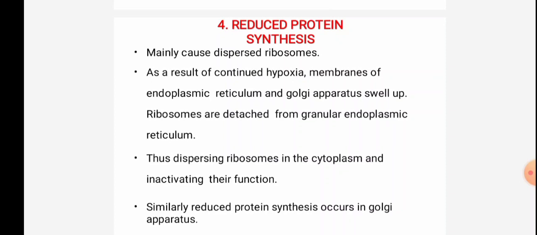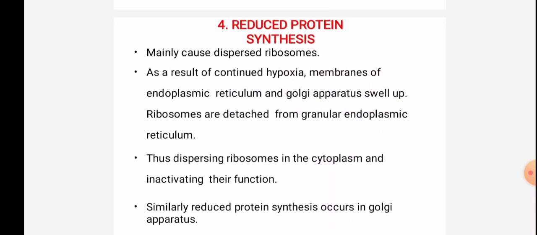Next is reduced protein synthesis, mainly caused by dispersed ribosomes. The potassium and sodium accumulation mainly affects the mitochondria, and it also affects the ribosomes. As a result of continued hypoxia, membranes of the endoplasmic reticulum and Golgi apparatus swell up. Then it creates swelling. Ribosomes are detached from the granular endoplasmic reticulum.